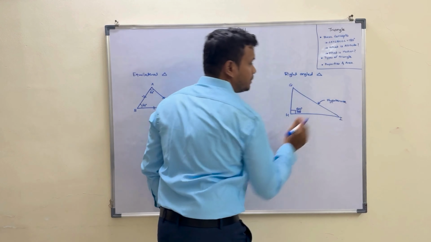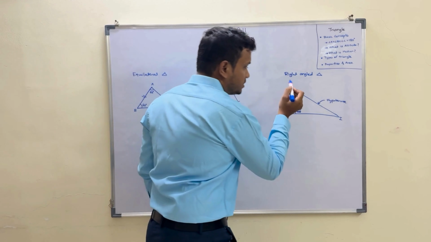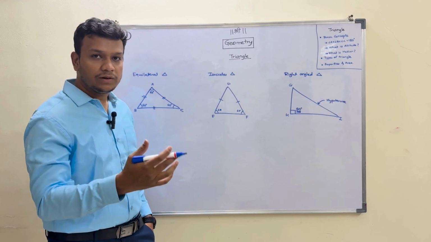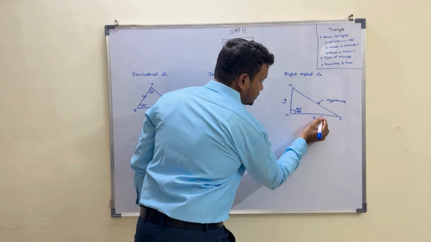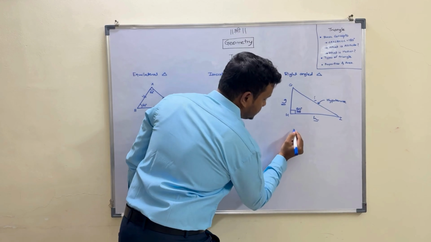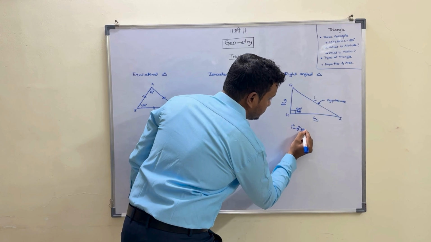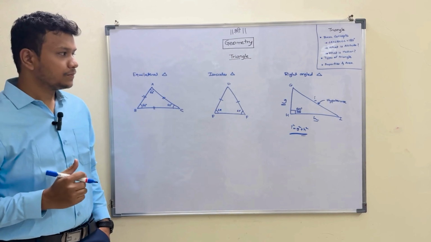And as we know, as per the Pythagoras theorem, the sum of squares of the sides is equal to the square of the hypotenuse. So in this case, if I name these as G, H, and I, these are sides. So I square should be equal to G square plus H square. This is the Pythagoras theorem.